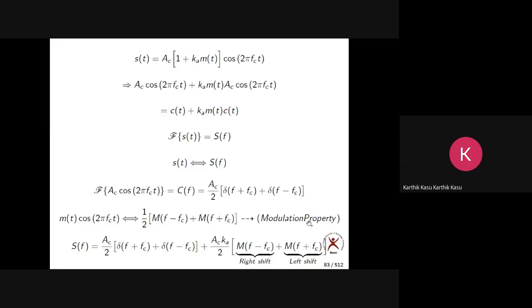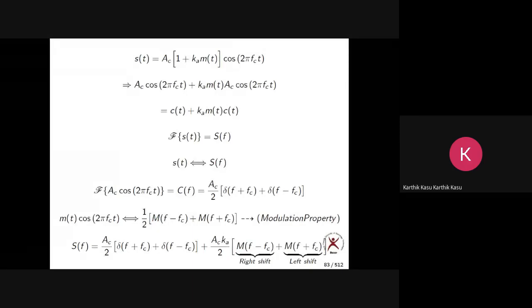Finally, what is the spectrum of s of t, S of f? The spectrum of c of t is Ac by 2 delta of f plus fc plus delta of f minus fc, plus the Fourier transform of m of t c of t. Here Ac is missing; I am writing Ac and Ka here. Now we have a right shift and a left shift. I mentioned one thing in the first lecture: if you modulate, there is a frequency translation.